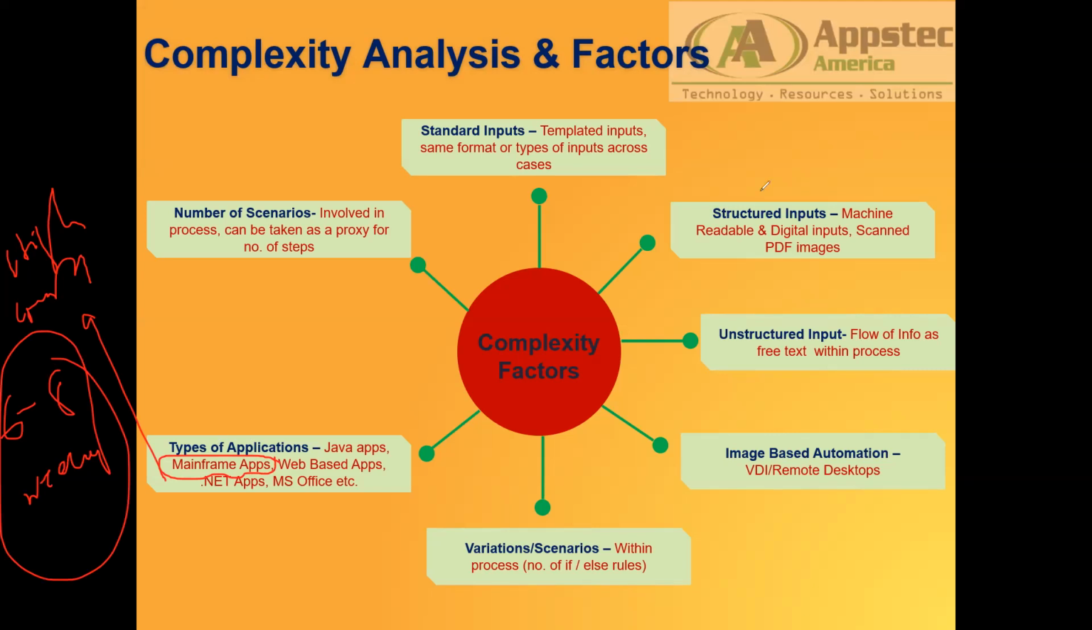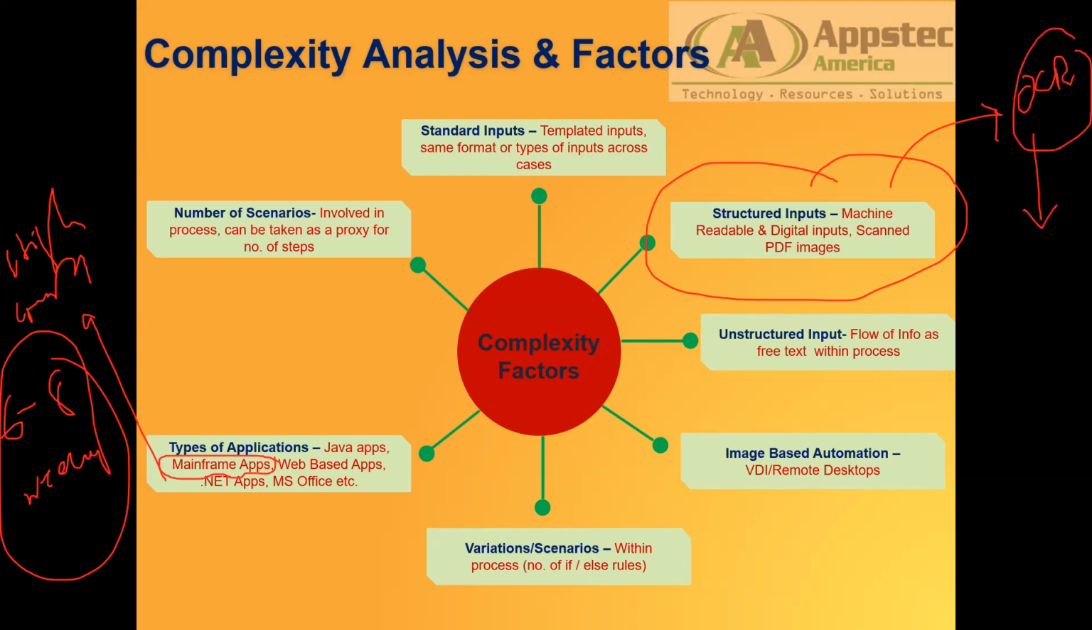Structured input: whether my inputs are all digital, in a readable format or not. If you say that I need to do data extraction from a PDF file, and if it is a readable format, I can easily do it. But if you are giving me an image and asking me to extract the data out of it, then I need the help of a supplementary application called OCR, which helps me identify digits and alphabets from images. OCR stands for optical character recognition. That's a separate technology that gets embedded with RPA. That also increases the complexity and timeline of the process.